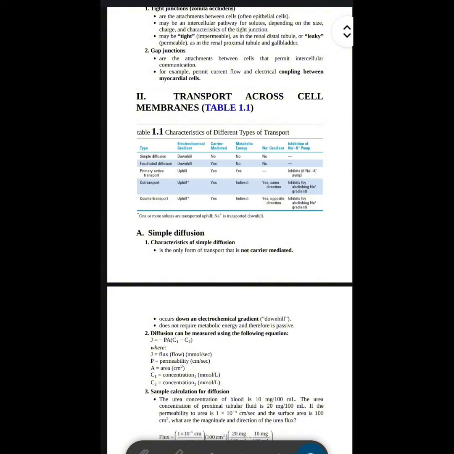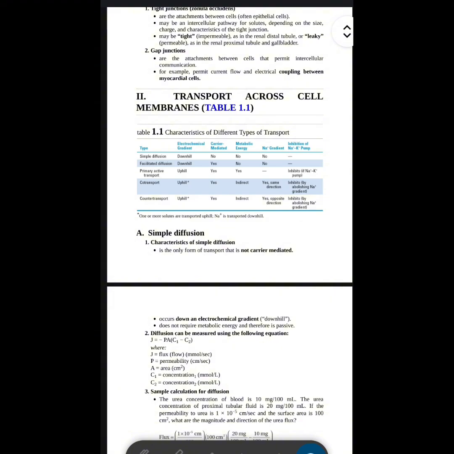The water can easily slip down, so we don't need any carrier or any energy. So simple diffusion is like that. We don't need any carrier or any metabolic energy. That's why it is called simple diffusion.